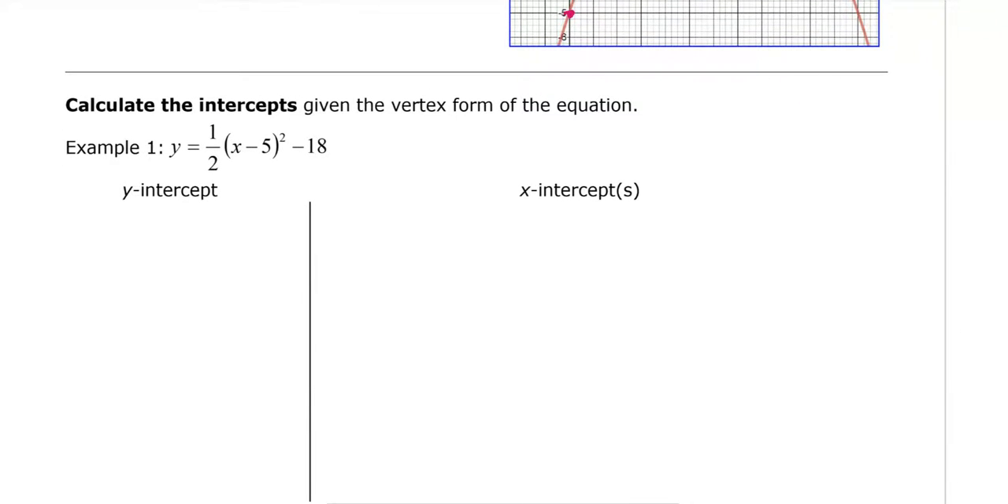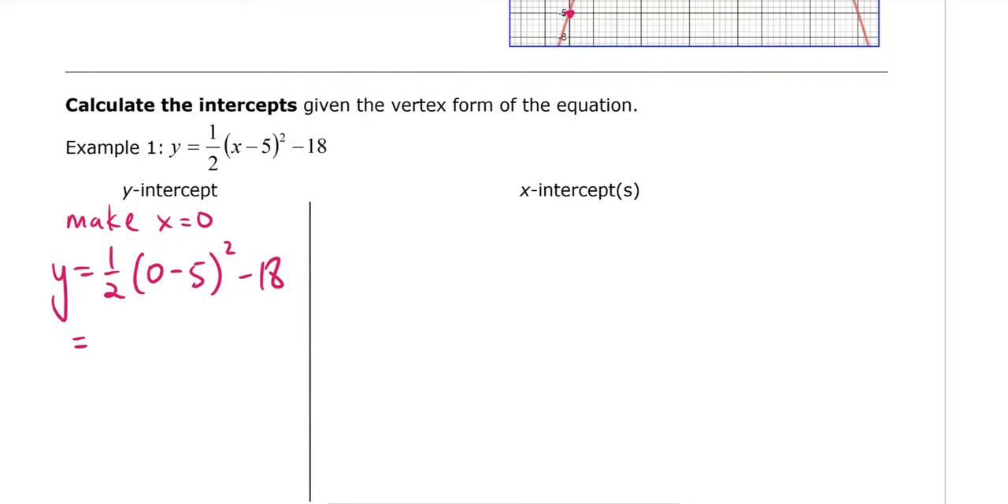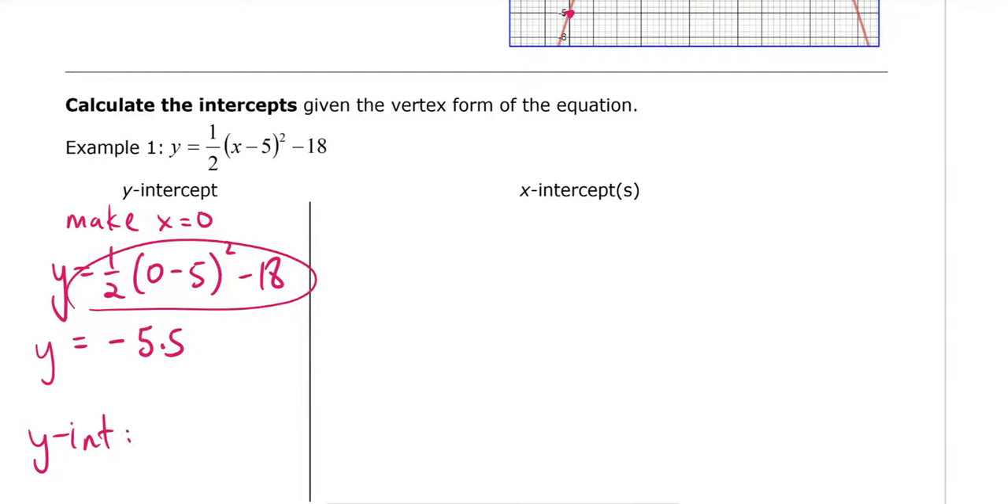So how do I find the y-intercept from the vertex form? There's no c value here. So what you have to do is make x equal to 0 and find your y value. So here we go. y equals 1 over 2 (0 minus 5) squared minus 18. Solving for y, we get y equals -5.5. So it's just evaluating this whole expression. So again, y-intercept means x is 0, so make x equal 0 inside your equation, find your y value, and there it is, -5.5. So my y-intercept is 0 and -5.5.